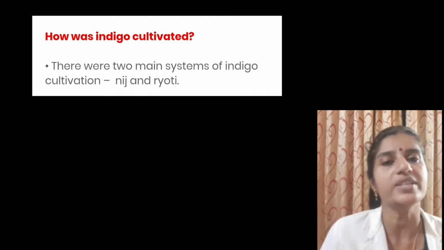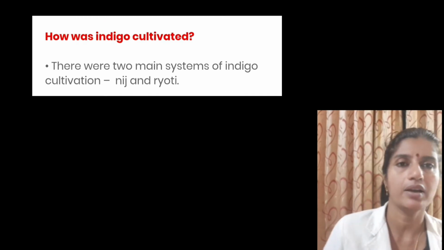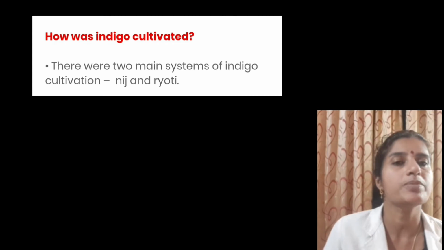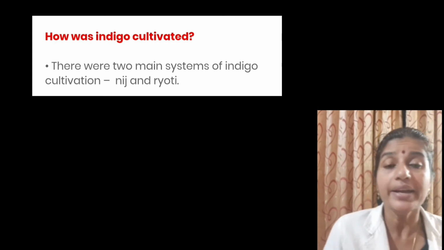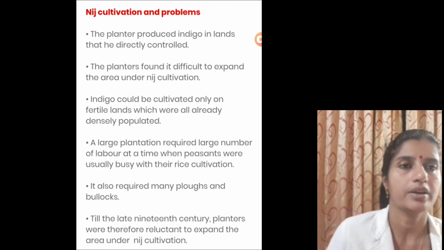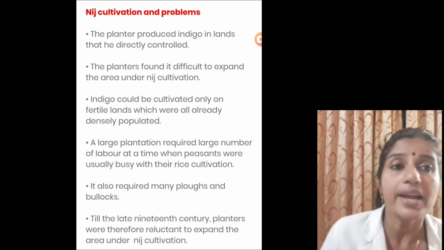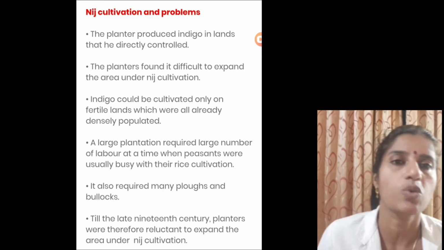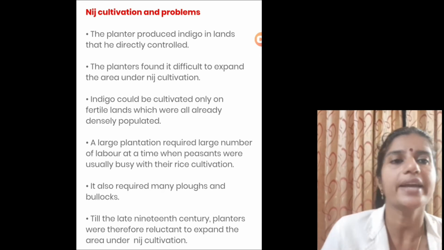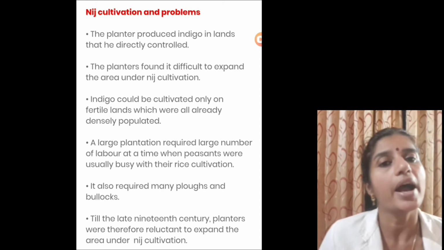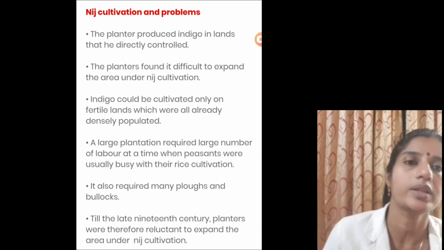Then, how was indigo cultivated in India? There were two main systems of indigo cultivation, nij and ryoti. First, about nij cultivation. In this system, the planter produced indigo on lands that he directly controlled. Now, let's analyze nij cultivation and the problems associated with it.